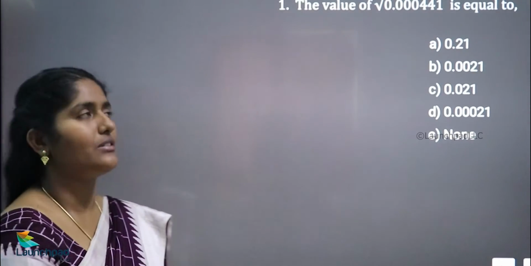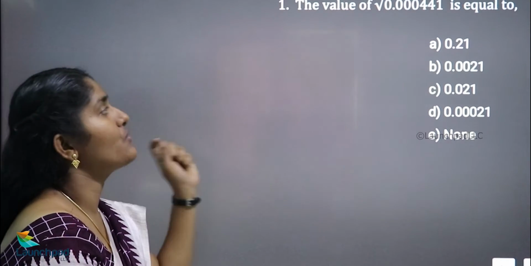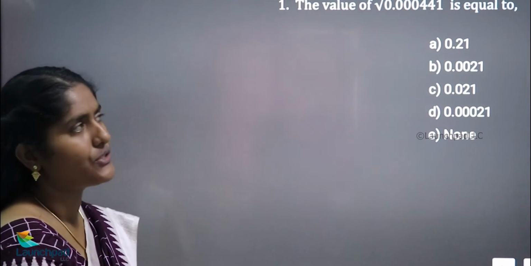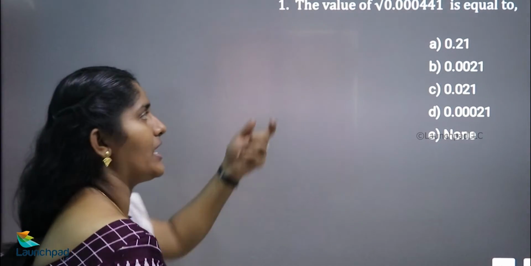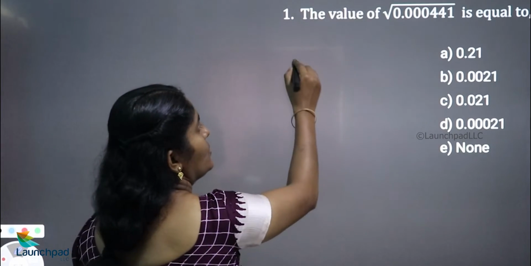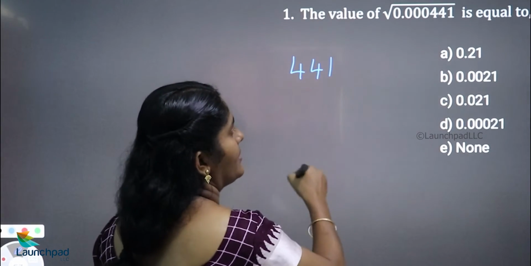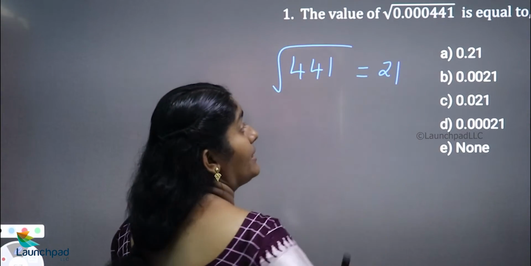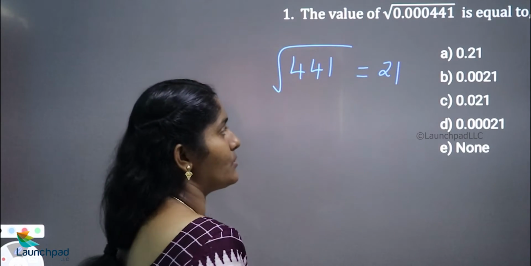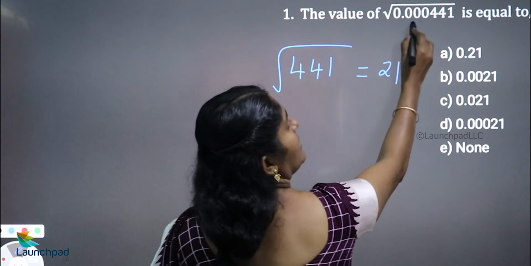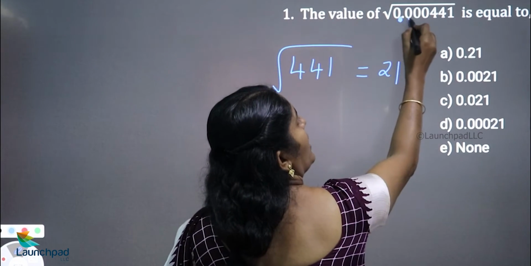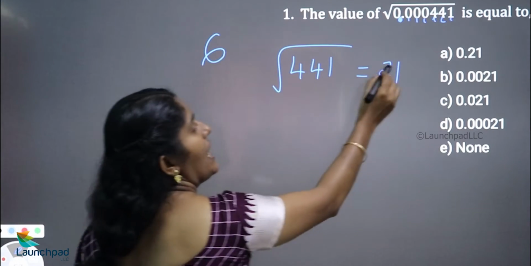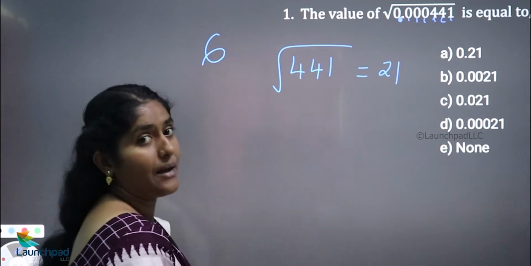Your very first question is the value of square root of 0.000441 is equivalent to. So leave the decimal value. Take down your values alone. What is your value? 441. What is the square root of 441? That is 21. But here we have decimal values. Just count how many numbers are there after the decimal point: 1, 2, 3, 4, 5, 6. There are six numbers after the decimal point.